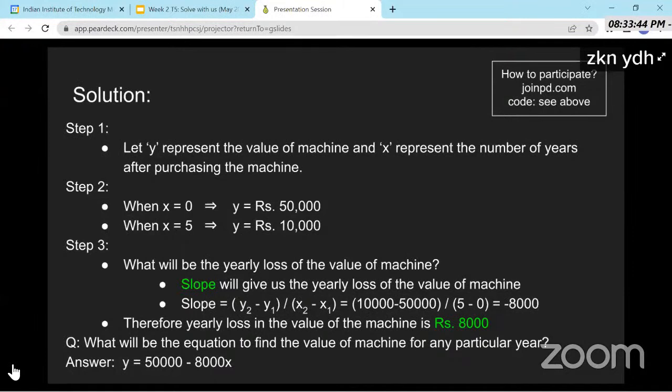No, sir, I understood your point. But what I was asking is, since we are going to use y is equal to mx plus c, and the question is asking what would be the value of the machine after 5 years, we would want a value of y. So that is the reason you have kept y as the cost and x as the years, right? Right. Okay.